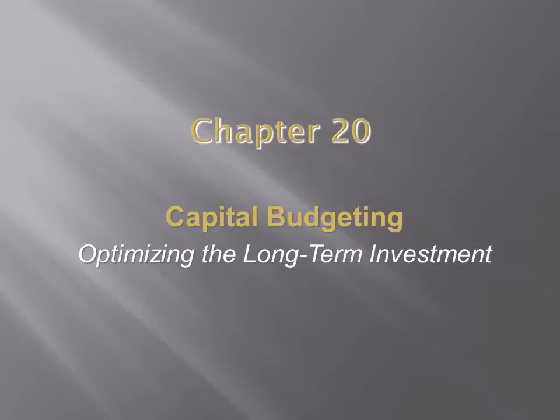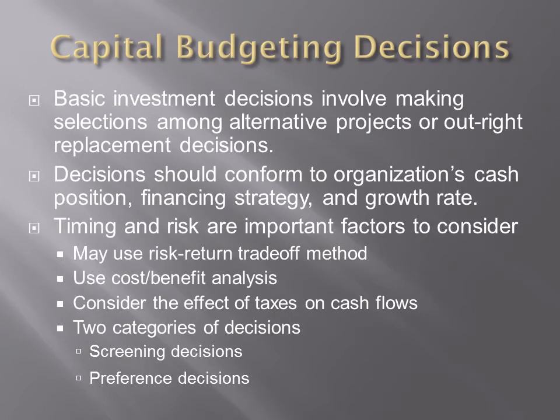As you see, we're going from chapter 13 to chapter 20. Now we're looking at capital budgeting, and we're optimizing long-term investments and ultimately making investment decisions. In chapter 13, we discussed the acquisition of capital assets and what capital expenditures consist of. In this chapter, we're going to look at how we make the decisions on which capital asset to acquire.